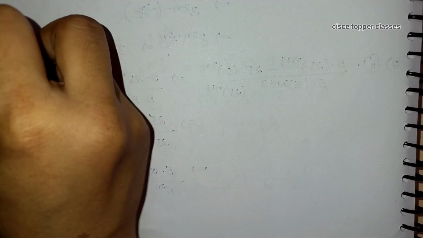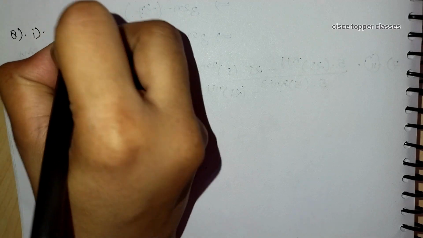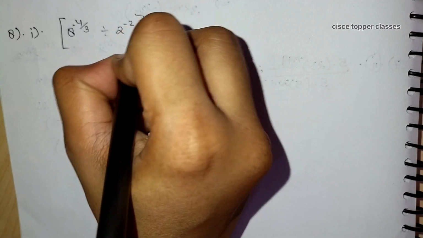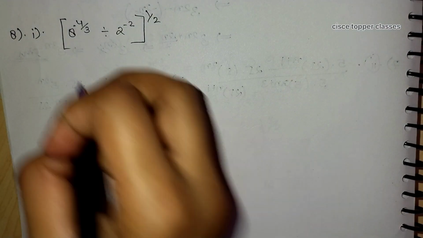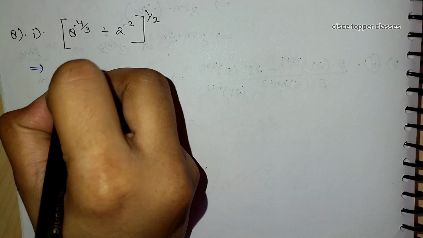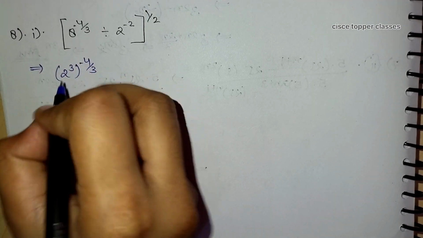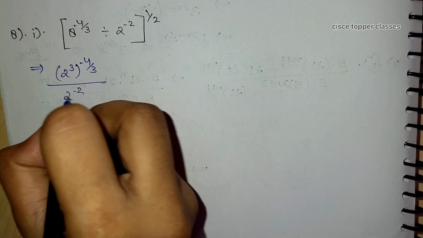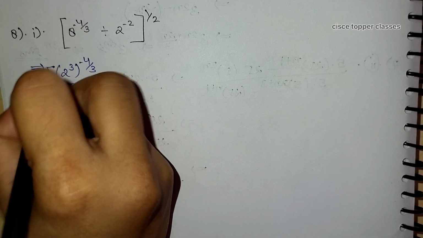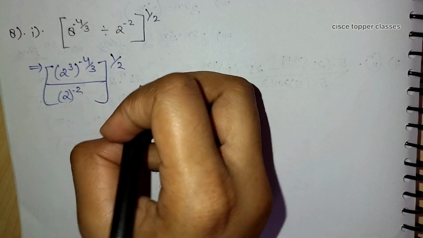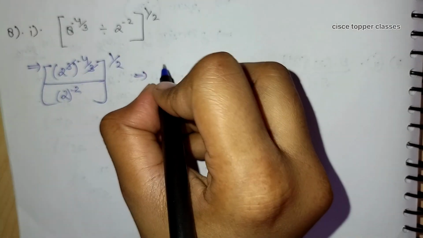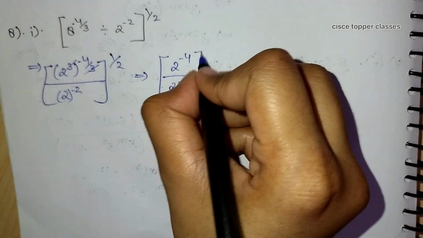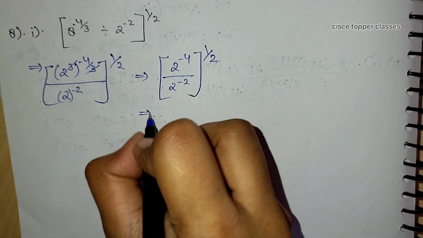Now let us solve 8 first part, which is 8 to the power minus 4 by 3 divided by 2 to the power minus 2, and here it will be 1 by 2. Simply we can write here as 2 to the power 3 and minus 4 by 3 divided by 2 to the power minus 2. So this we can write here as under root 1 by 2. So this will be cancelled out, and here we will get 2 to the power minus 4 divided by 2 to the power minus 2 on 1 under root 1 by 2.